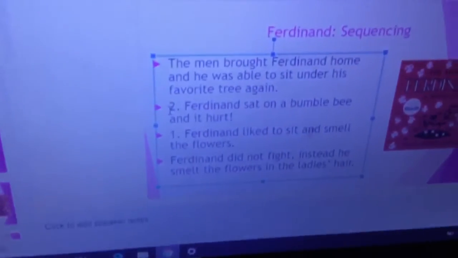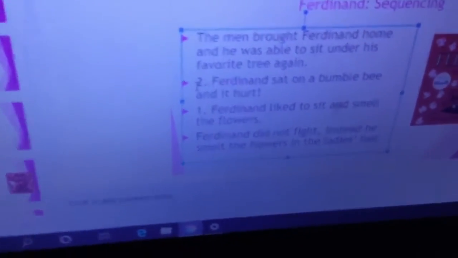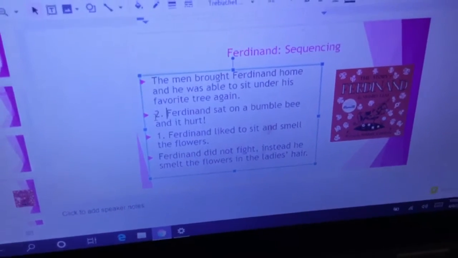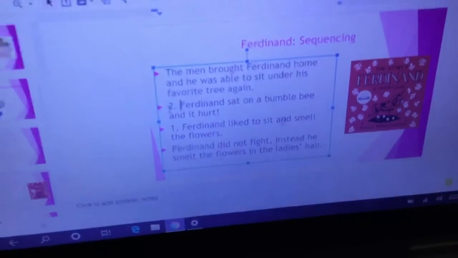Hey, wait a second, is that event on here? That's right, it's right here. It says Ferdinand did not fight. Instead, he smelt the flowers in the lady's hair. Is that the next event that happened in our story? You're right, it is. So we need to put a 3 next to this event right here. So we're going to put a 3 because we know that event happened next.